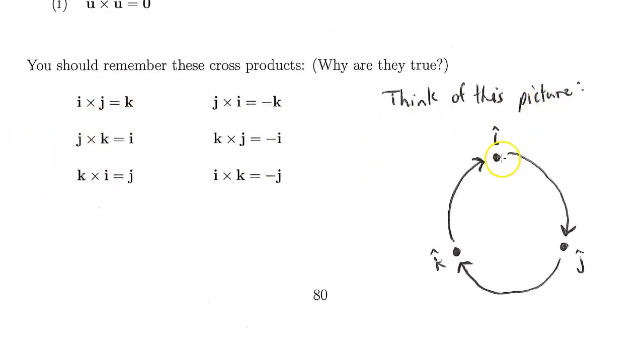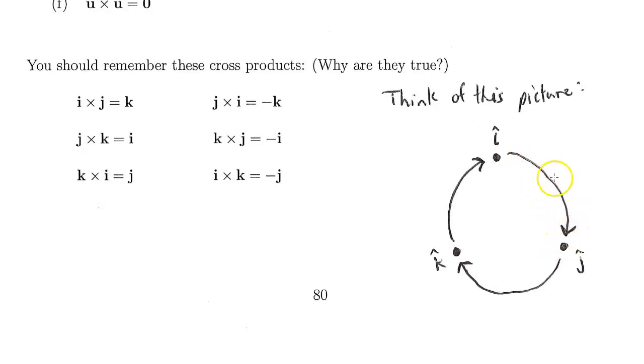I think of this picture. So I just draw 3 dots, and I draw i, j, k, kind of clockwise here. Okay, i, then j, then k. And I draw these arrows going in a clockwise fashion. It turns out if you do i times j, you get k. Okay, if you do j times k, you get i. And if you do k times i, you get j. Now, if you go backwards, you get the negative.